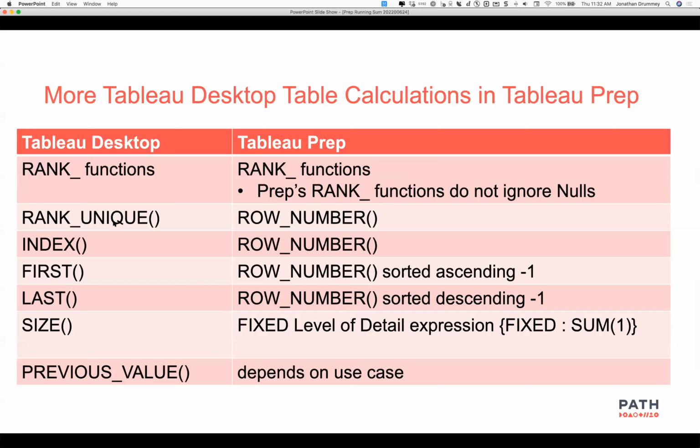And then for what I call the ordinal table calculation functions of index, first, last, and size, we can use row number for all of those. When it comes to previous value, that's a very special case where some of the use cases for previous value we're able to do in Prep, and for other ones it gets really complicated. So I'm not going to do any demos on that, and I'm going to switch over to answering questions right now.